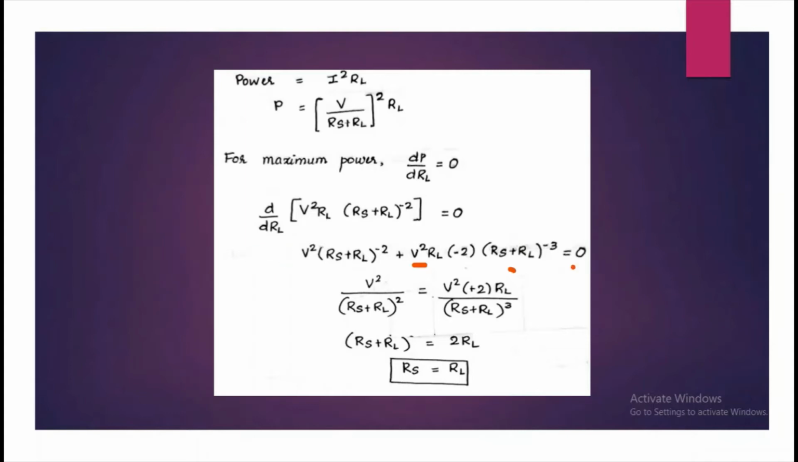Using the product rule of differentiation, write the next step. Take this term to the right hand side, so minus 2 would become plus 2. Cancel the common term V squared and (Rs plus RL) the whole square. So you get Rs plus RL is equal to 2RL. RL gets cancelled and we get Rs equal to RL. So the source resistance Rs is equal to the load resistance for maximum power P.